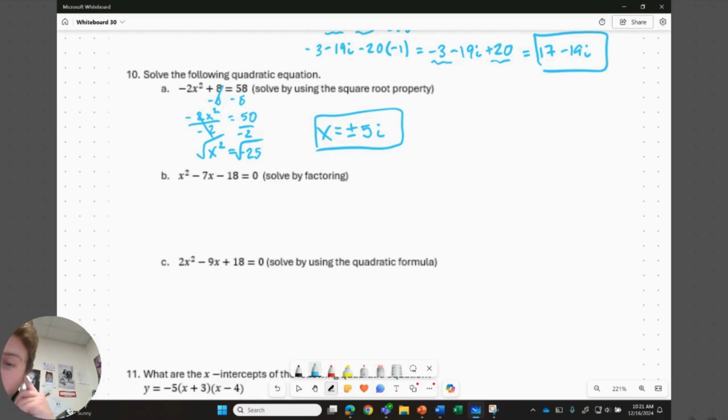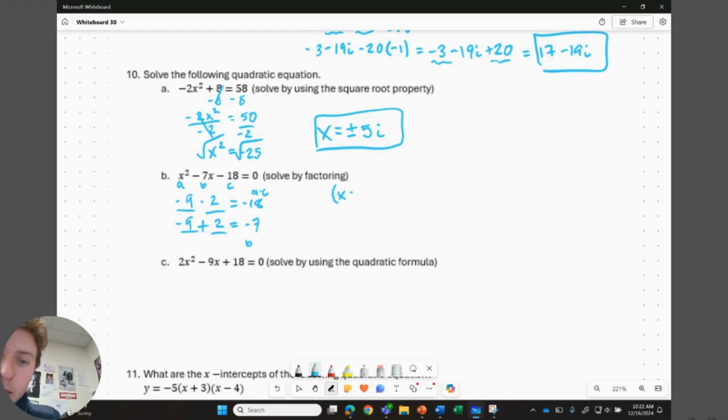10b, solved by factoring. Notice x squared and x, that's why I'm not able to get x by itself, so I have to use a different method, which is factor. In order to factor, there's 3 terms. That's our ABC method. Find what multiplies to a and c. Find what adds to our b value of negative 7. In this case, I believe you'd find values of negative 9 and 2.